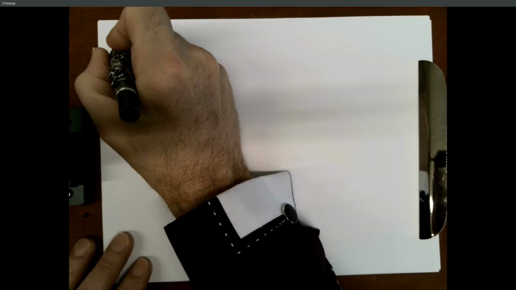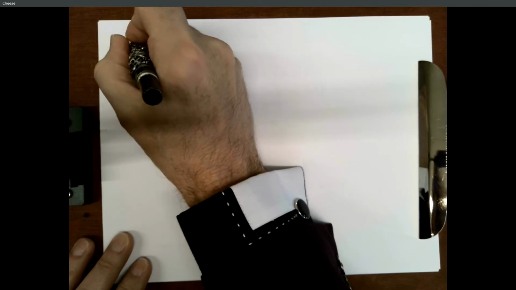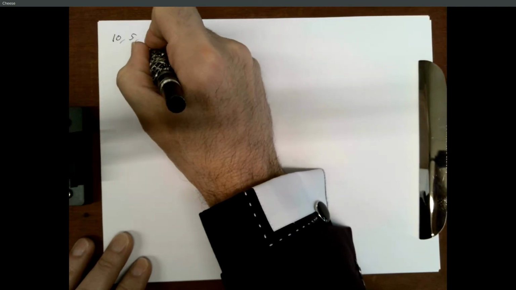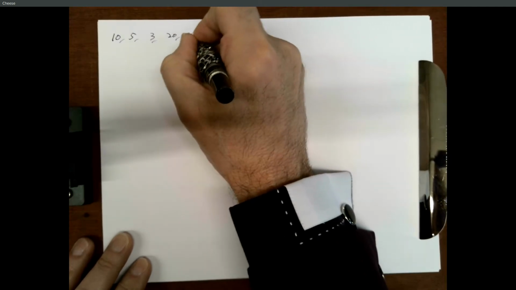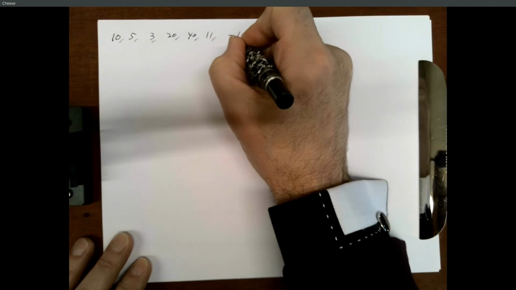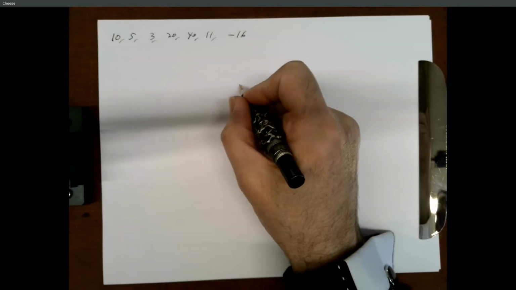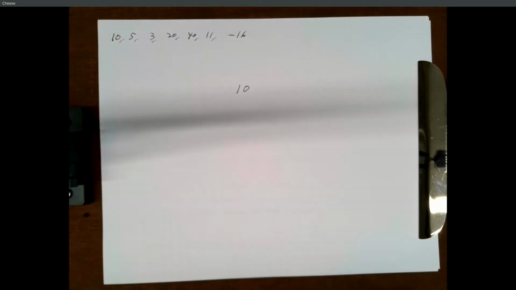You have an empty tree you want to insert. So let's make some numbers we're going to insert. So 10, 5, 3, 20, 40, 11, and negative 16. Now let's build a tree with those. So we start off, our tree is empty. We want to add a 10. There's really no option except put it at the root. So that's our tree. Okay, we want to add a 5.